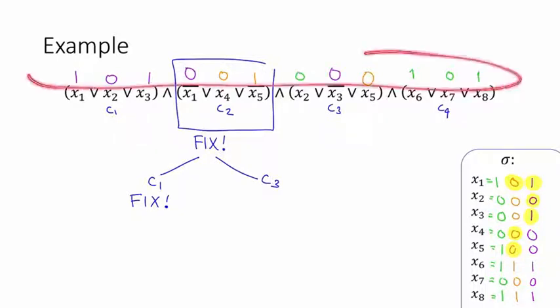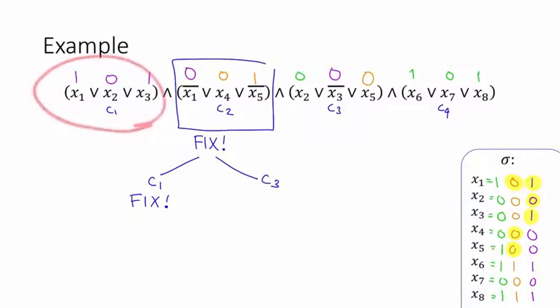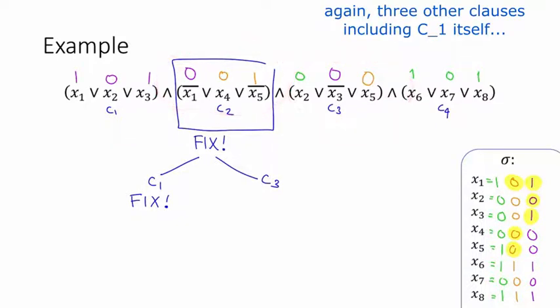And I updated the values of the literals here. Cool. So now we've fixed clause 1. It's no longer violated, but once again, we might have to recursively clean up any mess we made. Clause 1 shares variables with two other clauses, C2 and C3. So I might have to go and take a look at each of those.